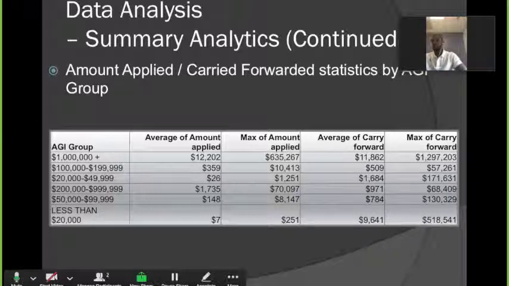Another interesting point is if we look at the less than $20,000 group, which was the last row, we see that the max amount that was carried forward was roughly $518,000, which is a significant amount of money for a company that has less than $20,000 as their adjusted gross income. It's really interesting to see that they are able to use this money down the road in future tax seasons.